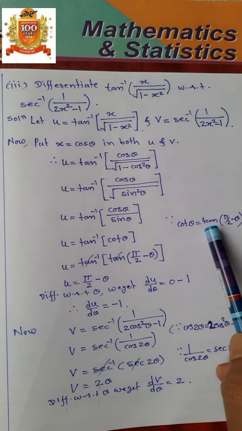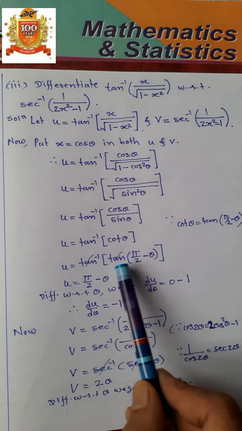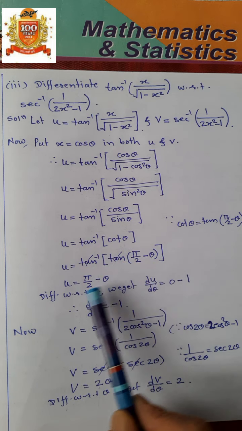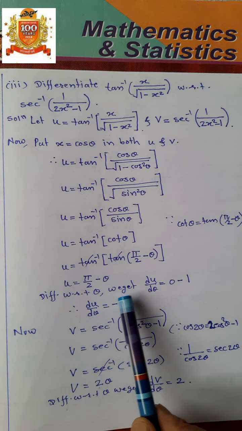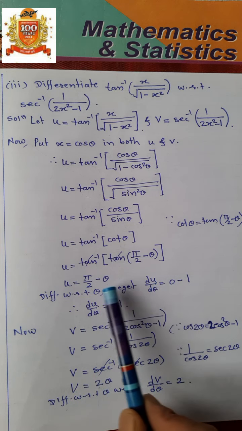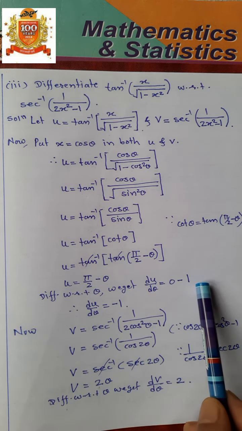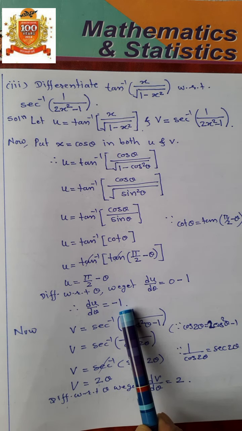And cot theta is equal to tan of pi by 2 minus theta. Therefore, u is equal to tan inverse of tan of pi by 2 minus theta. Tan inverse and tan cancel. U is equal to pi by 2 minus theta. Differentiate this with respect to theta. We get du by d theta is equal to, derivative of pi by 2 is 0 and derivative of theta with respect to theta is 1. Therefore, du by d theta is equal to minus 1, isn't it?